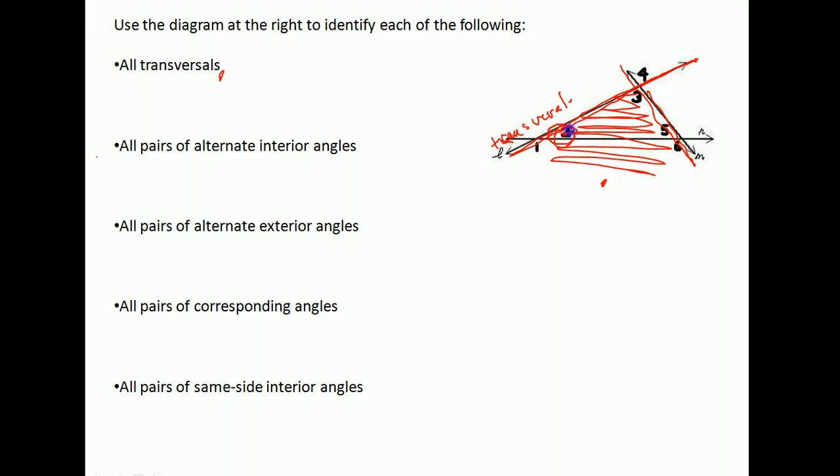Notice angle 2 is between our two lines and it's above. Angle 6 is between the two lines but below the transversal. So one pair of alternate interior angles is angle 2 and angle 6. What else do we have? Notice angle 1 is also on the interior of those two lines. Angle 5 is on the interior. Notice they're diagonal from one another. One's on the bottom of the transversal, the other's on the top. So that makes them also alternate interior angles.